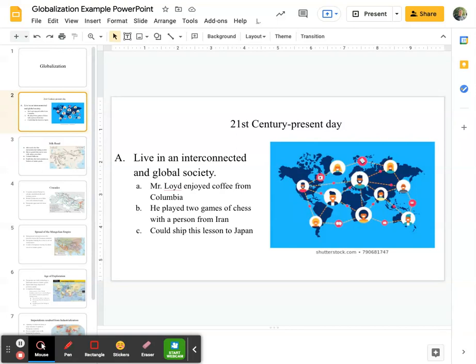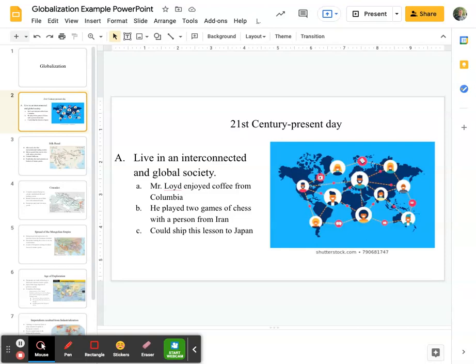And finally, if I really chose to do so, I could ship this lesson to Japan. It's just as easy for me to give the class link that I've given to you for my Google Classroom as I could to someone from Japan or from Norway or from Australia or Indonesia or really anywhere in the world. So that's where we're at today. So how do we get there?